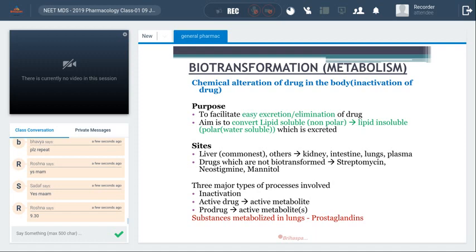Now, which are the sites through which the drugs get excreted? Which are the sites through which the drugs get metabolized? Most common is liver. Liver is a site for metabolism. There are other sites, that is kidney, intestine, lungs, and plasma. Yeah, tell me.